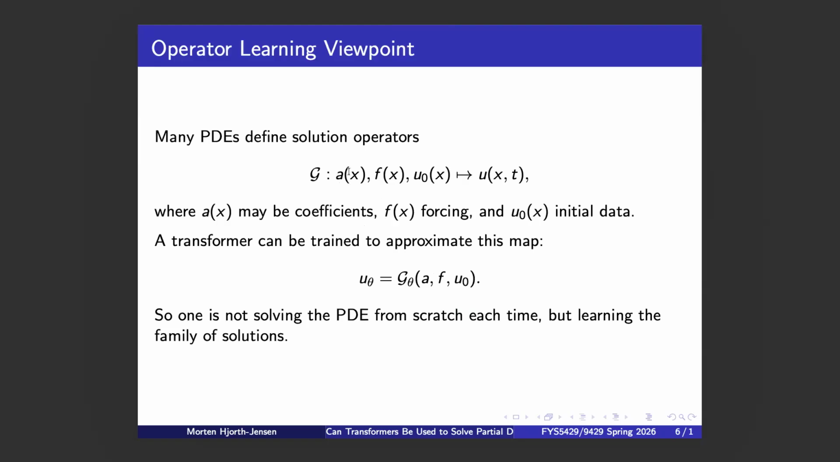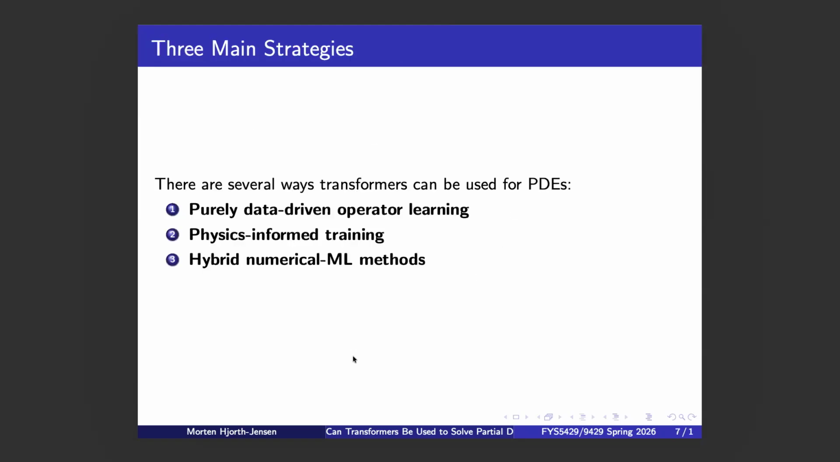So you have some initial conditions, there are some coefficients, you may have some external force, and you have some initial data. So this could be the boundary conditions, this could be some additional term which you have, and this could be the initial terms. And from those, you can actually extract the final solution. And then a transformer can be trained to approximate this map. So one is not solving the PDE from scratch each time, but learning the family of solutions. That's a different philosophy.